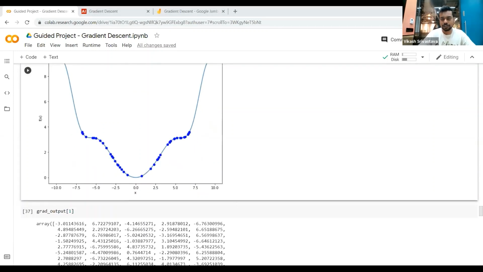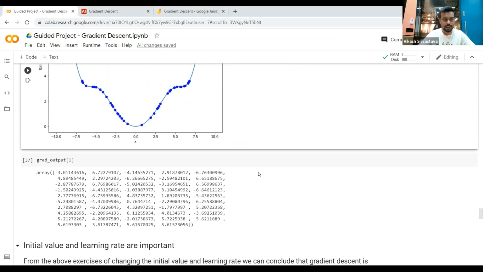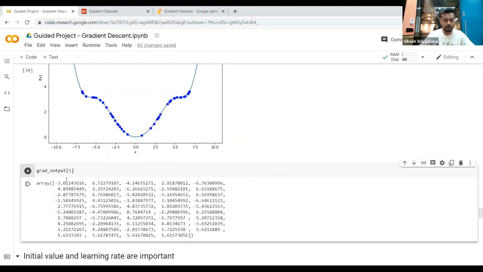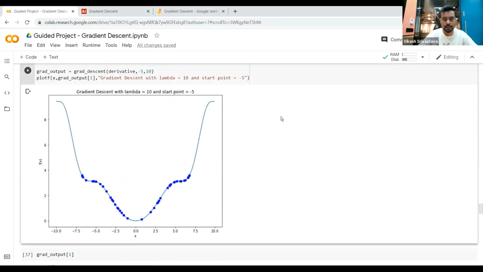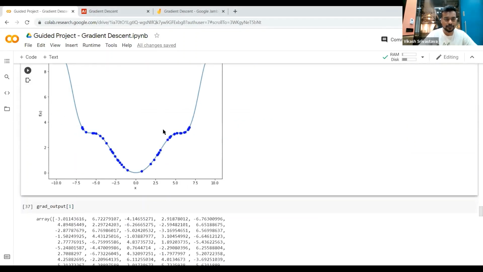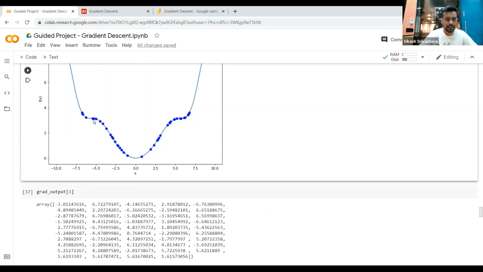So maybe I'll just use the annotator. Yeah, let's keep it this way. Have a look at this. I'll just use the spotlight to help you, right? So where did we start? Let me just check. We started at -5. Okay, so we started at -5.